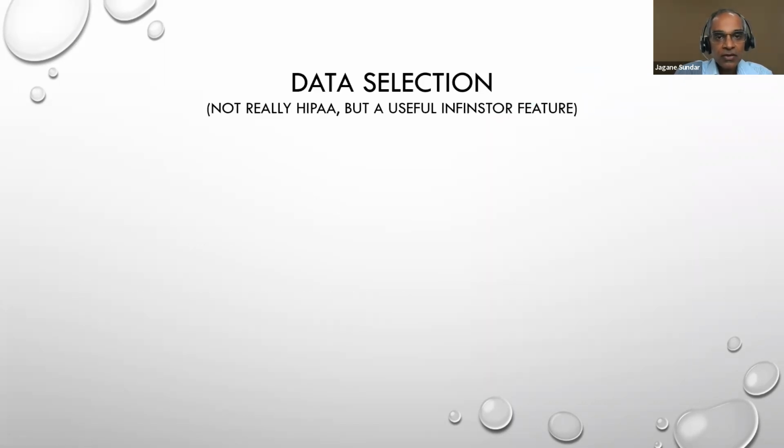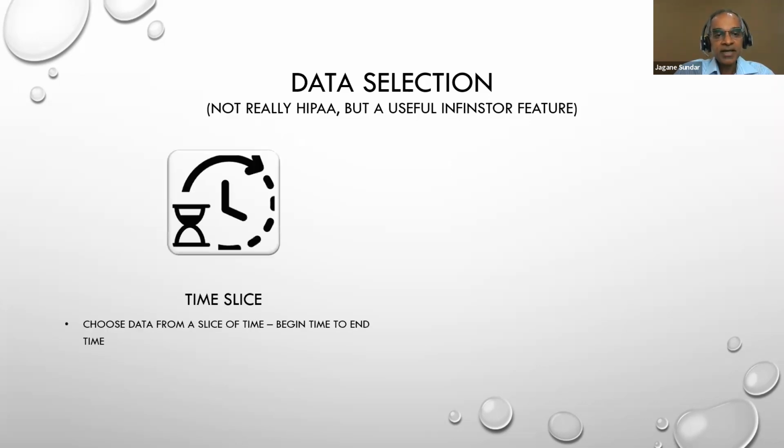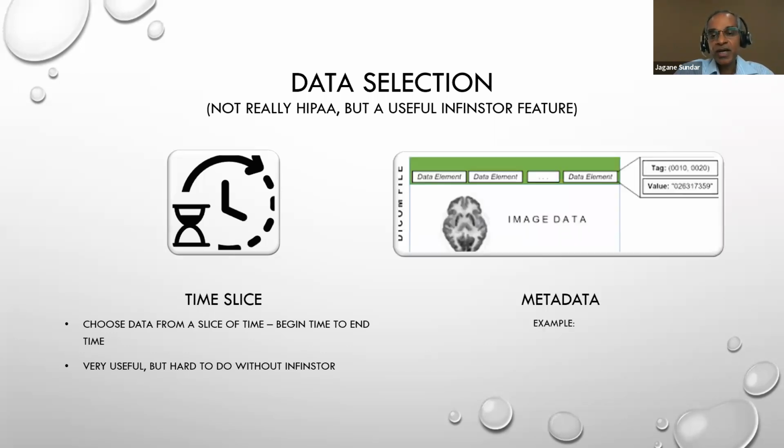So data selection. This is not really a HIPAA requirement, but it's a very useful feature that we offer in order for you to build interesting pipelines. You can choose a slice of data from a begin time to an end time, and that's called InfinSlice in our proprietary terminology. And it's quite hard to do so without InfinStor. If you go directly to an S3 storage system and ask it a question like, give me all the data that was ingested between 9 a.m. and 10 a.m. this morning, for a large bucket, that's a very hard question to answer. We solve that problem in a very efficient manner.